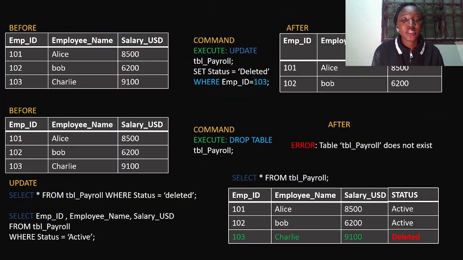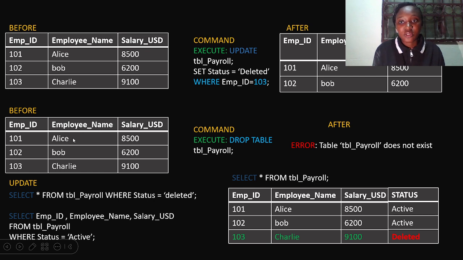Now, the next command we are going to be looking at is the update command. This is the initial select. When you select the payroll, this is the table that is there. Once you initiate update, what you do is change the status of that particular row. You set the status of this ID. This is the ID, this is the row we are changing. You set the status to delete.